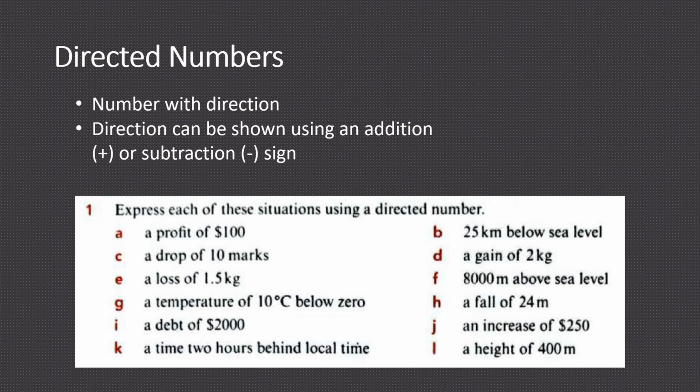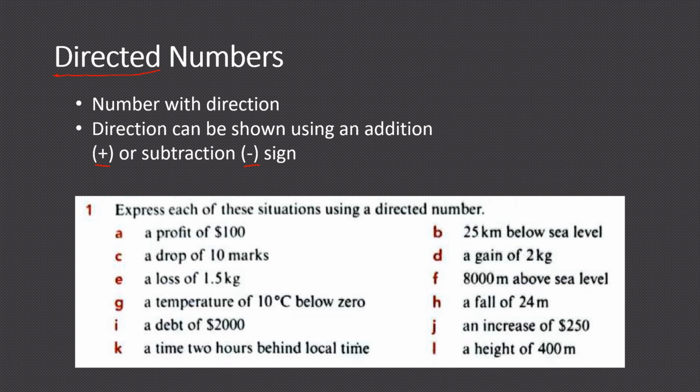So the first part of this is directed numbers, and directed numbers are basically numbers with direction. That's why they're called directed numbers. These directions can be determined using the positive and negative sign, which is the same thing as the addition and the subtraction sign. Using these questions as an example, we'll understand how directed numbers can be used. Number 1a states that we're to express each of these situations using a directed number.